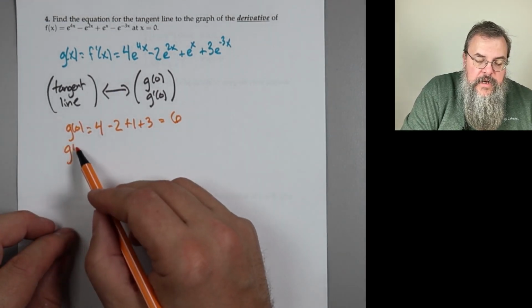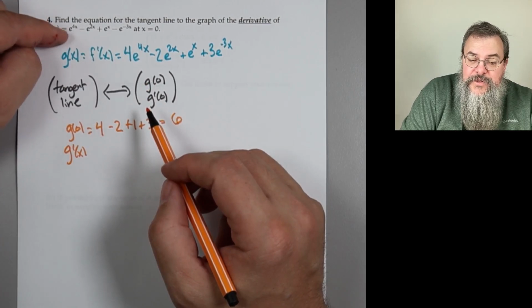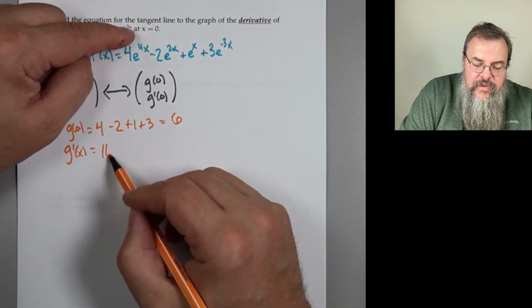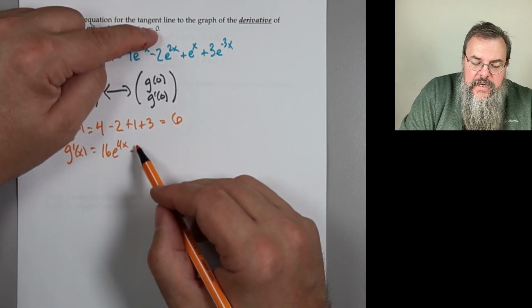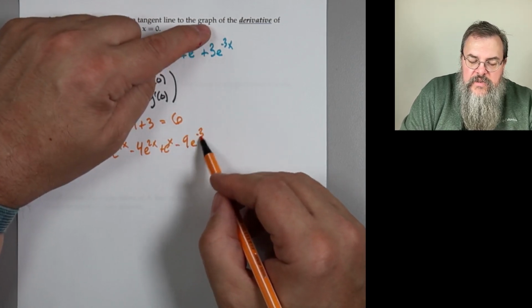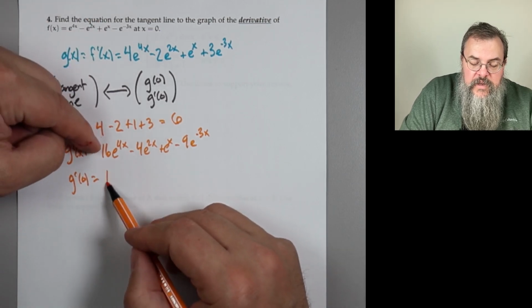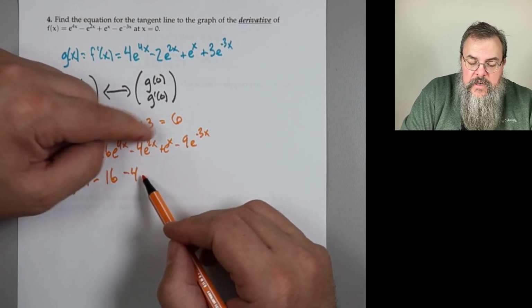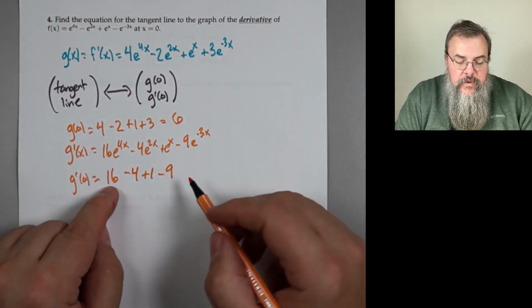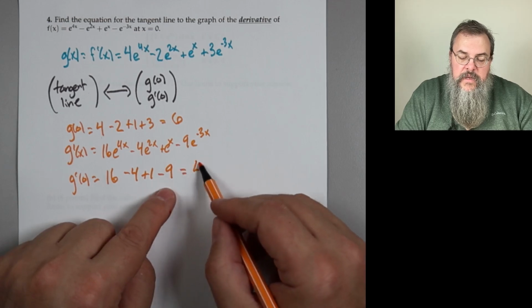Now, g prime of x. We have to take another derivative because we're after the derivative of g, not the derivative of f. That's why we've got to keep track. All right, 16 e to the 4x minus 4 e to the 2x plus e to the x minus 9 e to the minus 3x. So g prime at 0. Plug in 0. What do you have? 16 minus 4 plus 1 minus 9. 16 minus 4 is 12, plus 1 is 13, 13 minus 9 is 4.